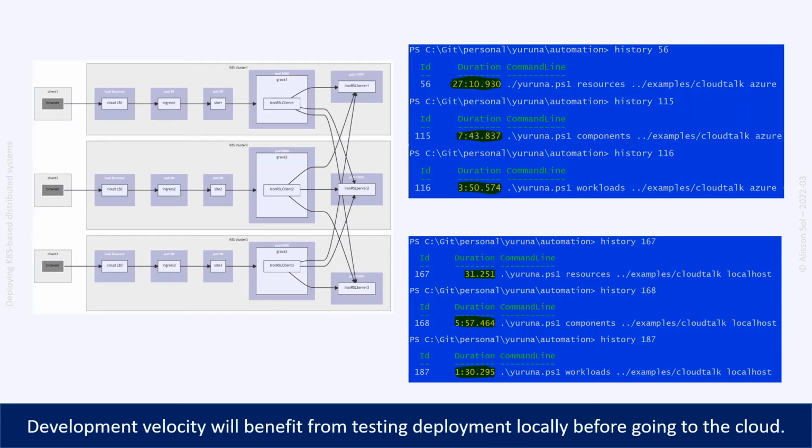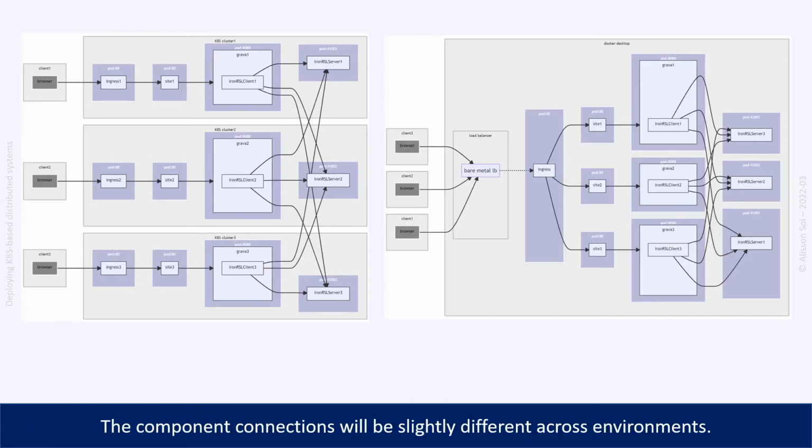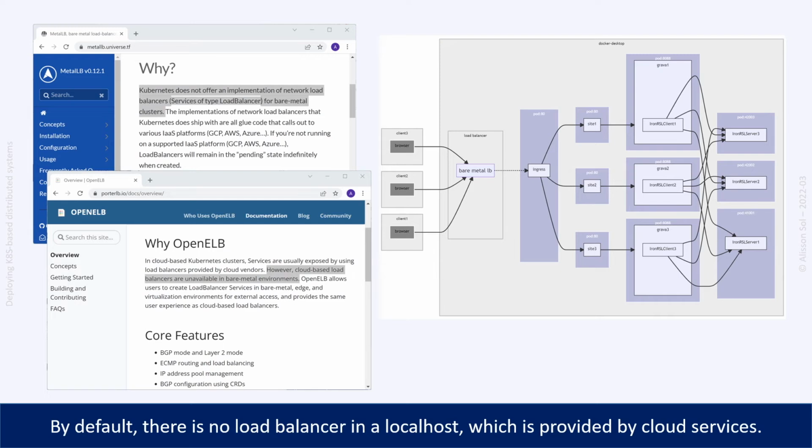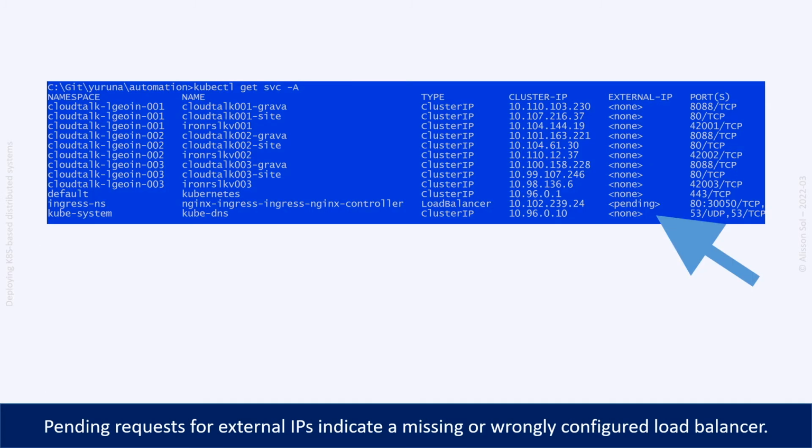Development velocity will benefit from testing deployment locally before going to the cloud. The component connections will be slightly different across environments. By default, there is no load balancer in a local host, which is provided by cloud services. Pending requests for external IPs indicate a missing or wrongly configured load balancer.